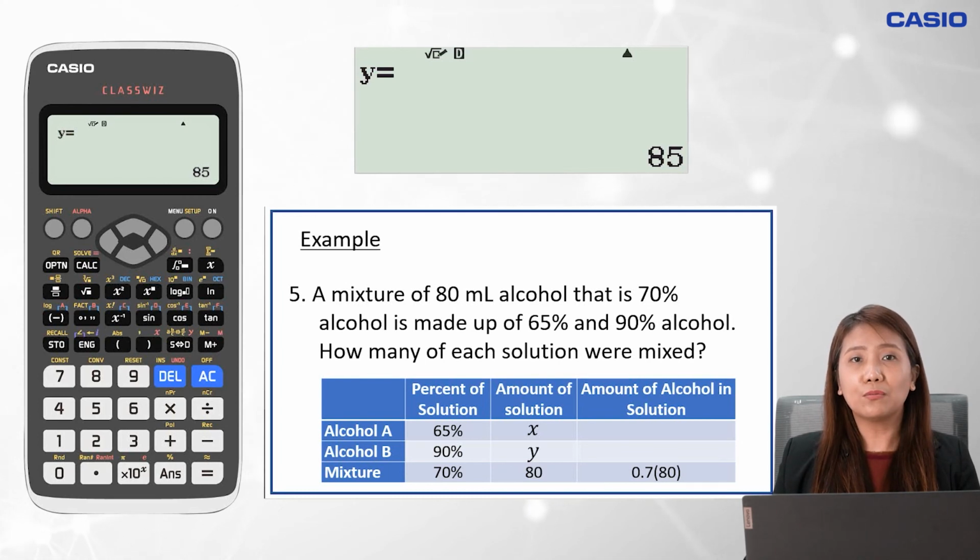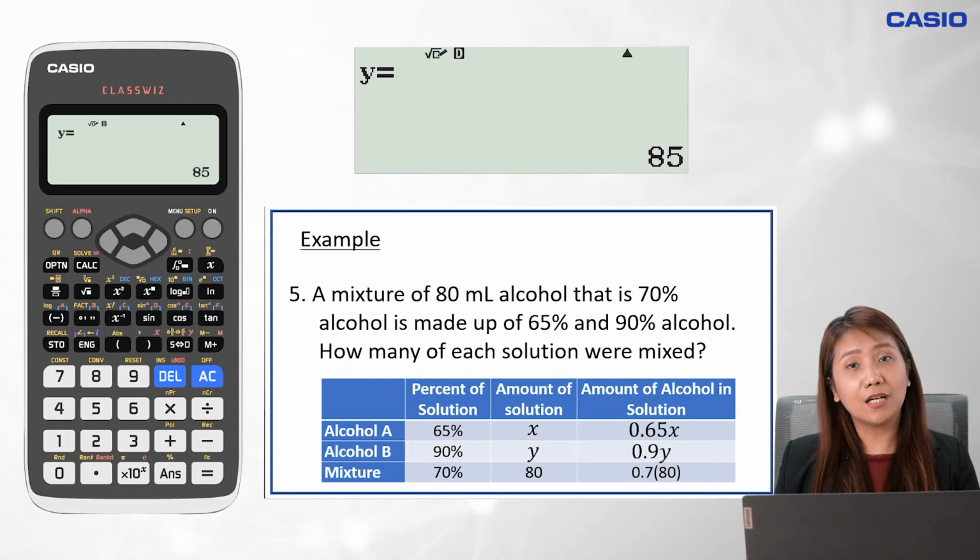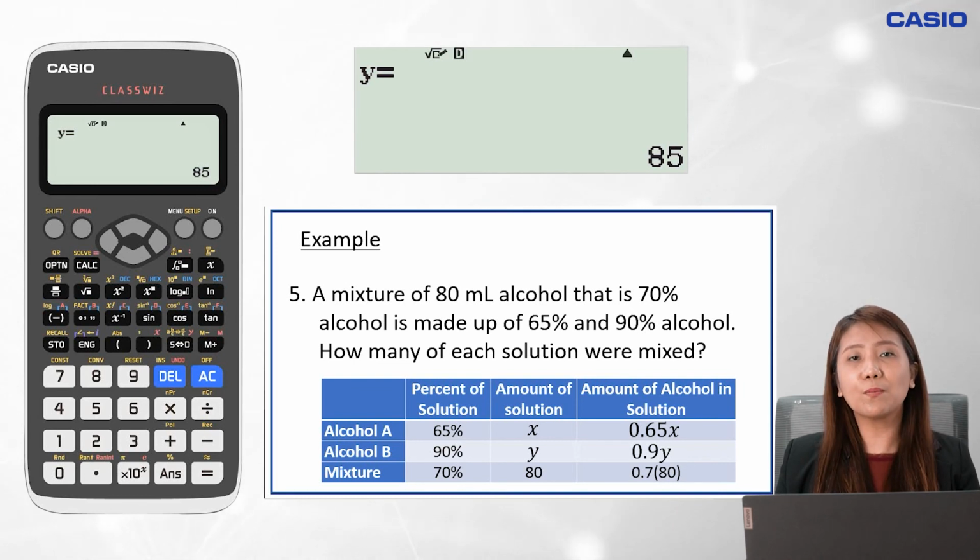Based on the table, we know that if we mix alcohol with 65% solution with the alcohol with 90% solution, it will result in an 80 ml mixture that is 70% alcohol, which will represent the second equation, which is 0.65x plus 0.90y is equal to 0.7 times 80.